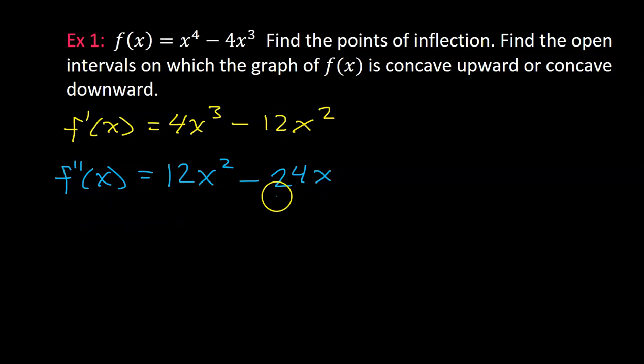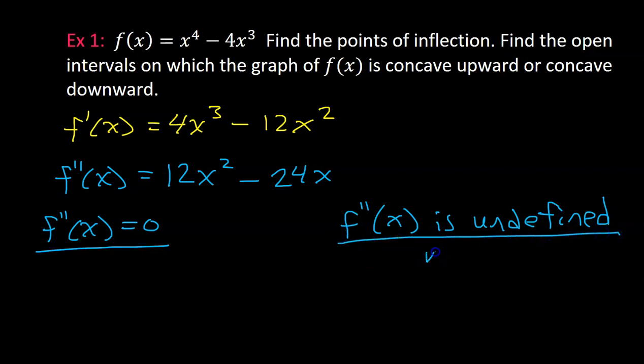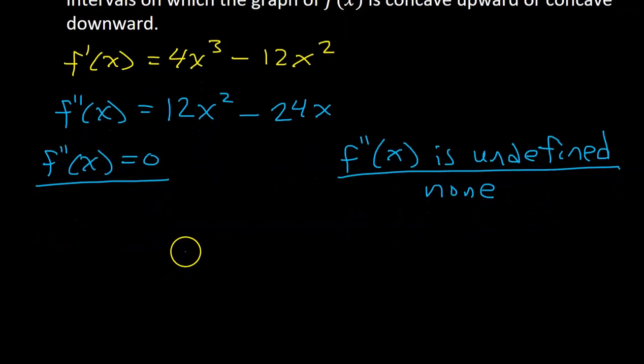Okay, we need the critical numbers where the second derivative is equal to 0. And normally we would also ask ourselves where the second derivative is undefined. But there are none of these. There are no denominators here or anything like that. So we don't have to worry about that second one. So just focus on where the second derivative is equal to 0.